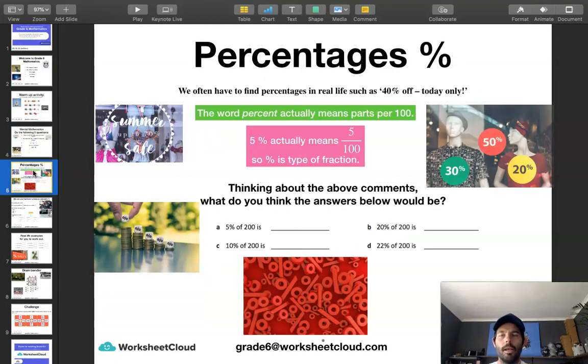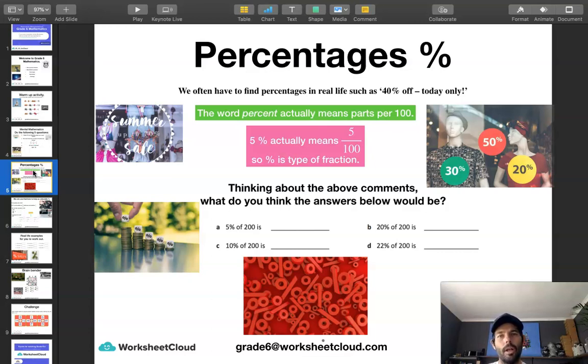Okay, today's main theme is percentages. So fractions, decimals, and percentages are all linked. A fraction has its equivalent decimal, which has an equivalent percentage. So it's the third type of fraction, if you want to look at it like that.